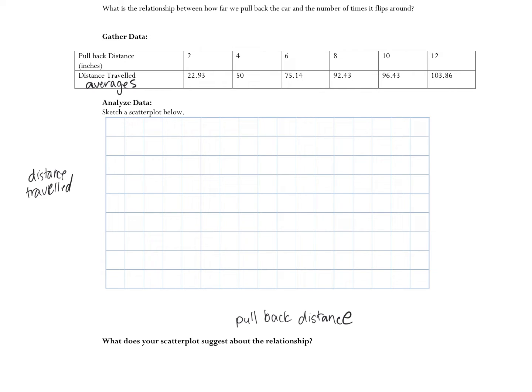Doesn't this depend on pullback? Yeah, the whole idea is in this particular case, we were changing the different pullback distances. And so we have very clear explanatory and response variables. In your heads, you can think of them as independent and dependent variables. Okay? And then I'm just going to make a scale.